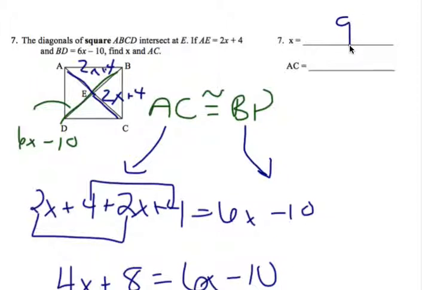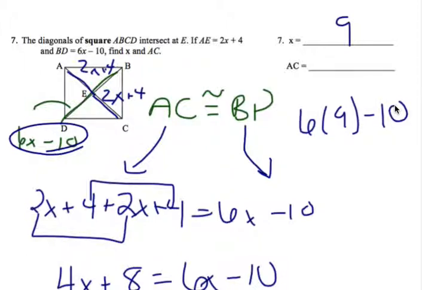So now I know that x is equal to 9. Well, to get AC, I can actually plug it into the formula for BD since they are congruent. So 6 times 9 minus 10. Well, 6 times 9 is 54, and 54 minus 10 is 44. Okay, so that's your final answer for number 7.